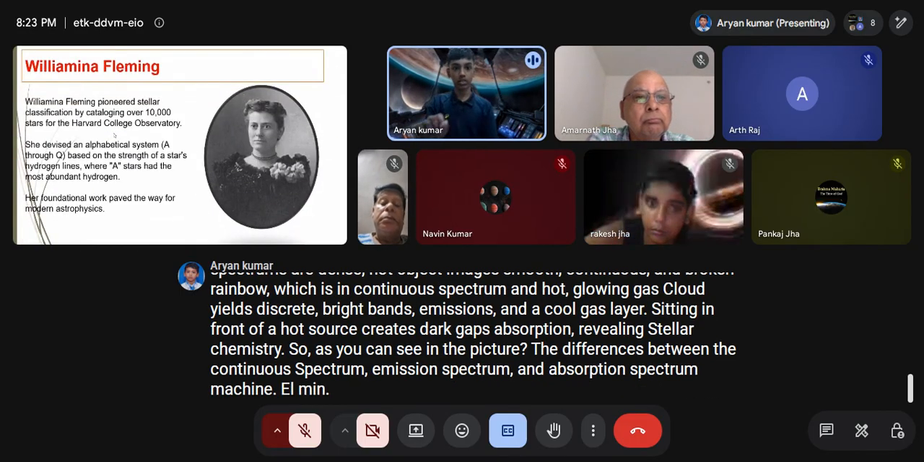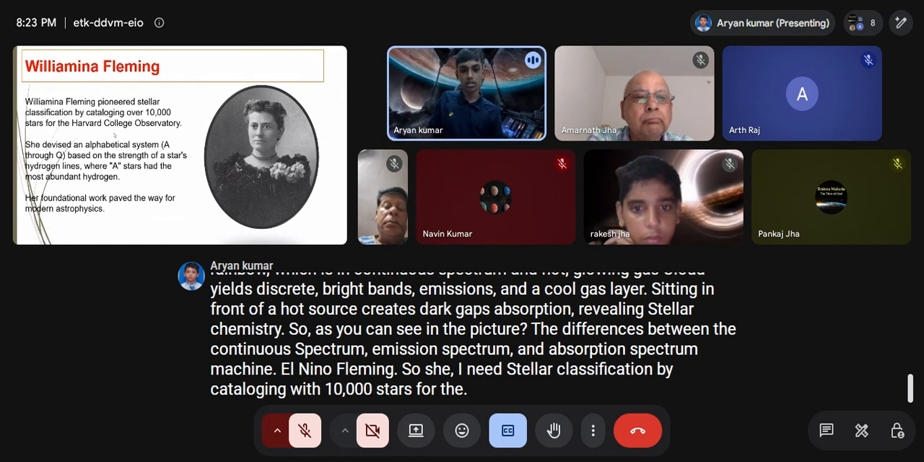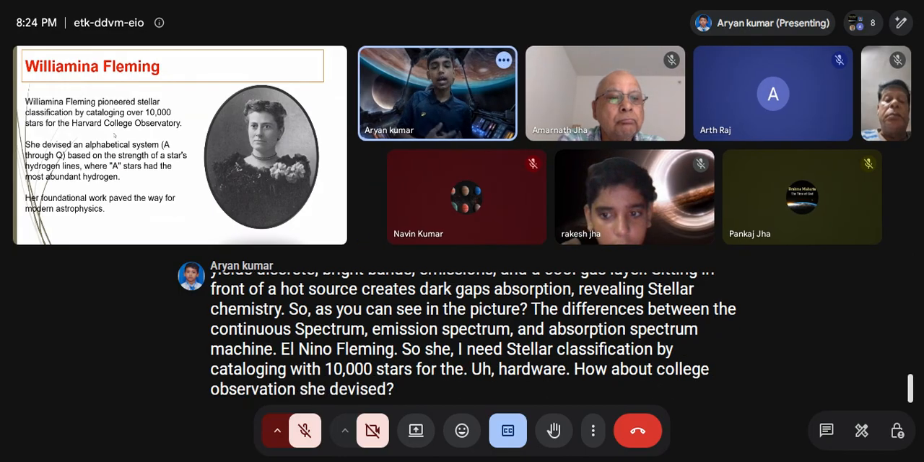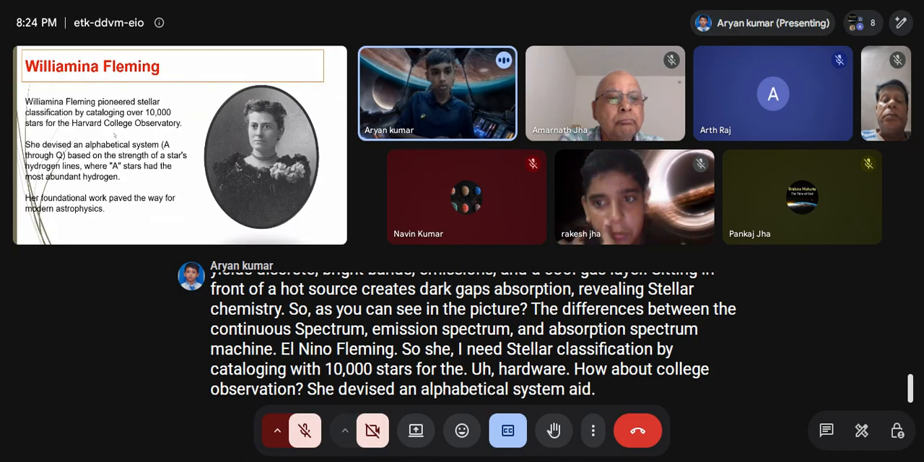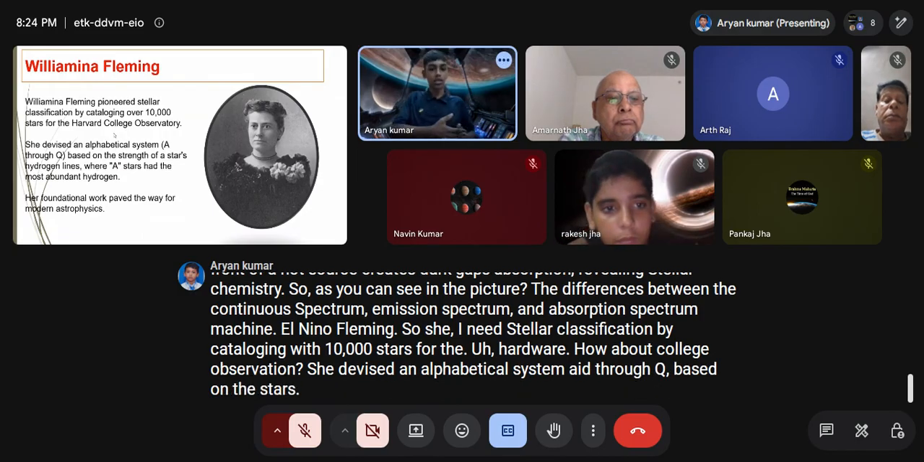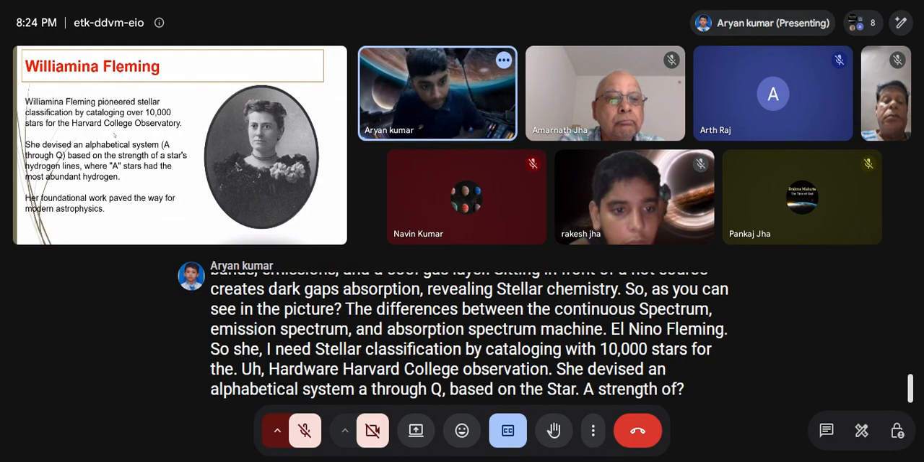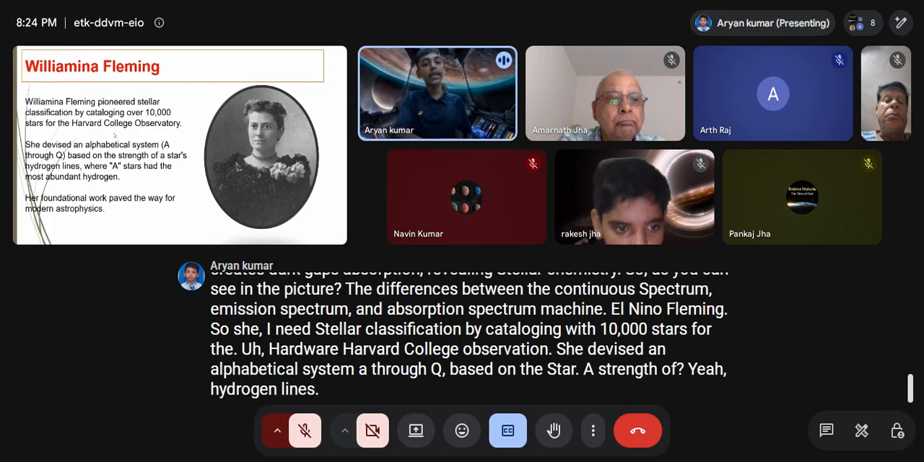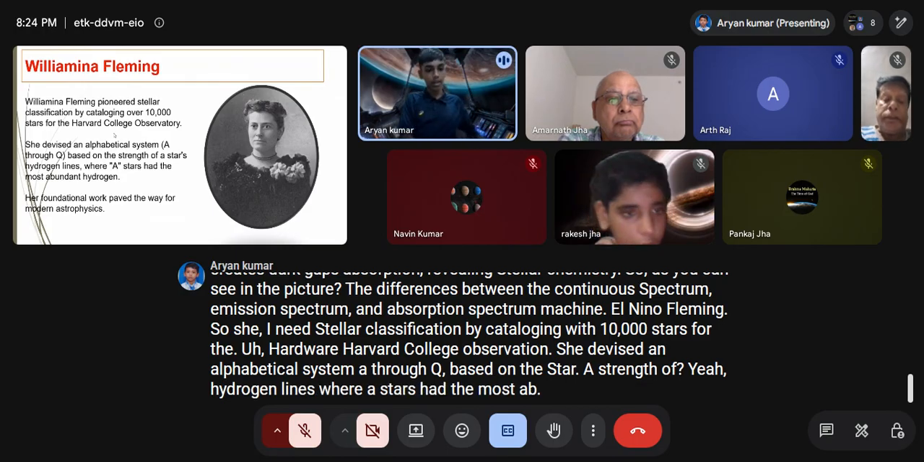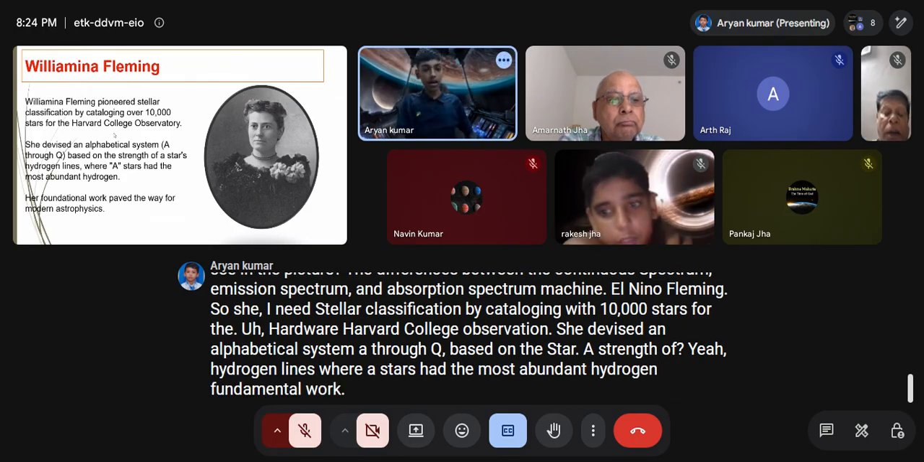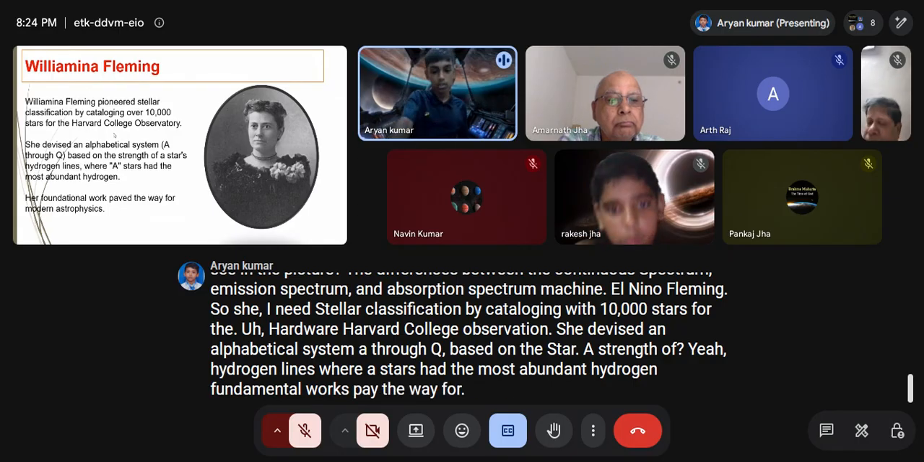Williamina Fleming pioneered stellar classification by cataloging 10,000 stars for the Harvard College Observatory. She devised an alphabetical system, A through Q, based on the strength of the stars' hydrogen lines, where A stars had the most abundant hydrogen. Her fundamental work paved the way for modern astrophysics.